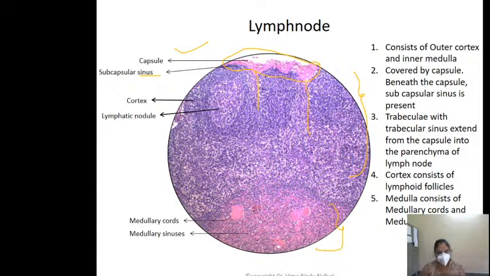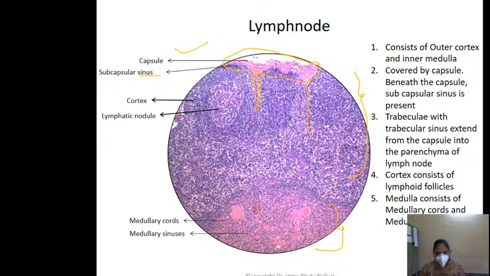Along these trabeculae you also see the subcapsular sinus extending along with the trabeculae. It is the trabecular sinus. Subcapsular sinus, then the trabecular sinus. The connective tissue covering the lymph node is called the capsule, and extending from the capsule you see the trabeculae. These are nothing but the connective tissue septa which extend into the lymph node cortex.